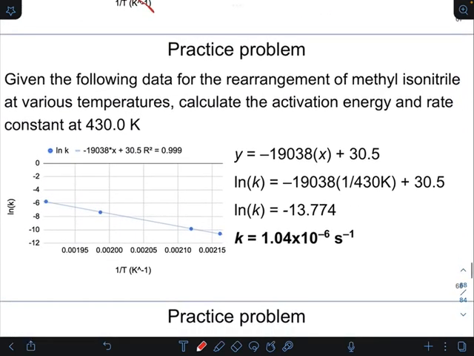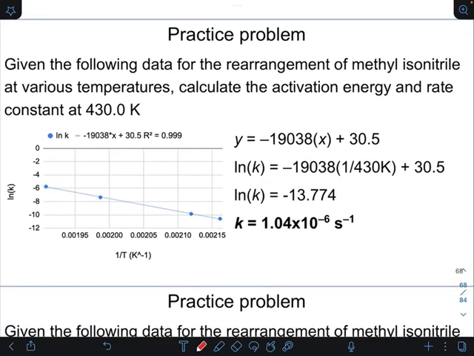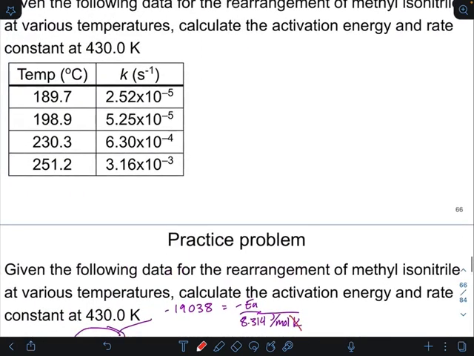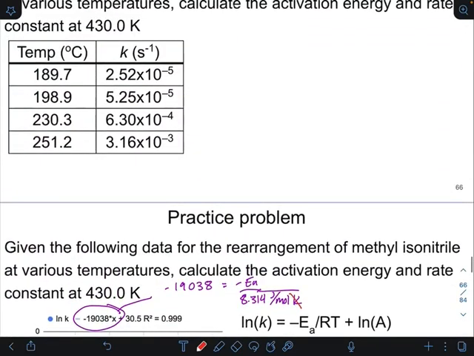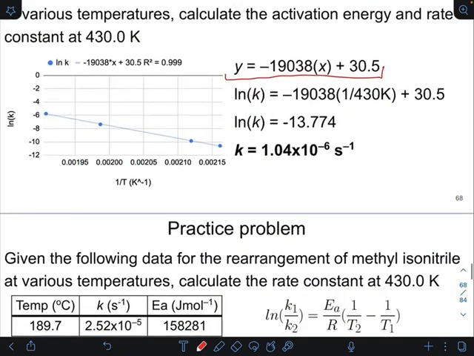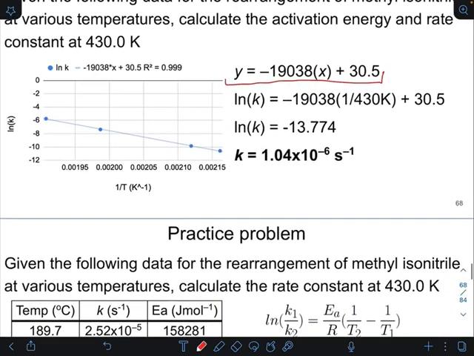Okay, so then from there you could use the equation. Sorry, I guess I forgot to say I changed my temperatures into Kelvin. So then what you can do is you can plug in 430 Kelvin into the equation and then solve for K, which you should try to do on your own and then check to make sure that you got the same thing as me.